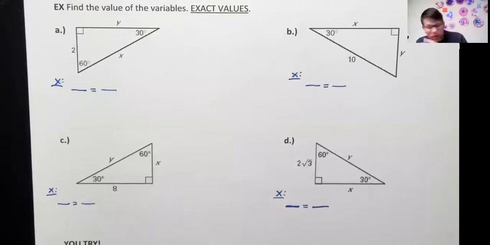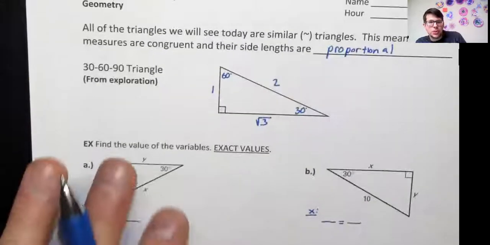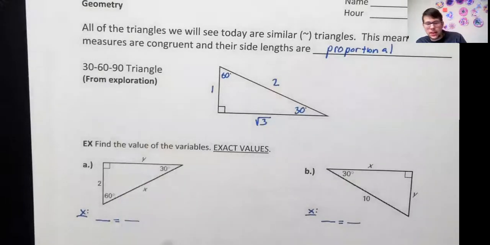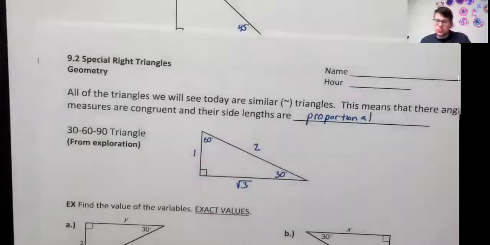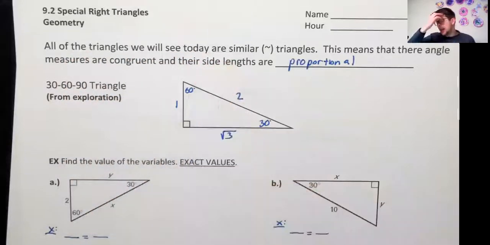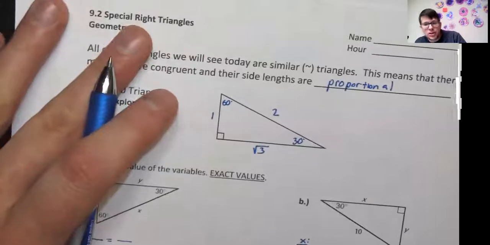And basically what I'm going to do is use the connections between both of these triangles in order to find any missing side lengths that I don't have down here. So what is that connection between them? Well, if you take a look right here, it says all triangles we see today in this lesson are going to be similar triangles. And they're similar triangles because they have matching angles.